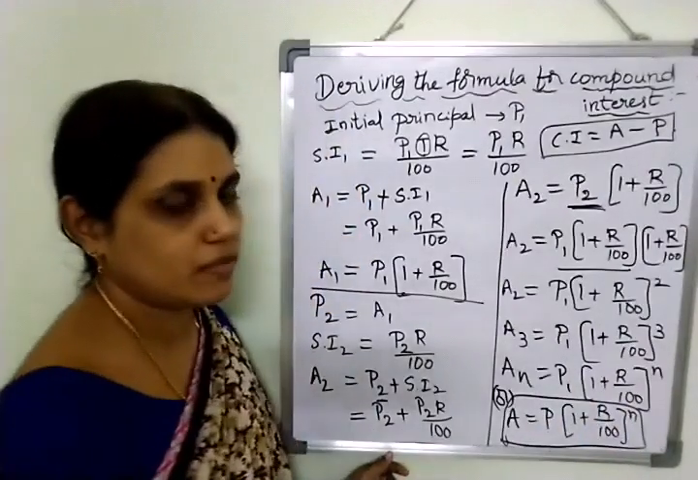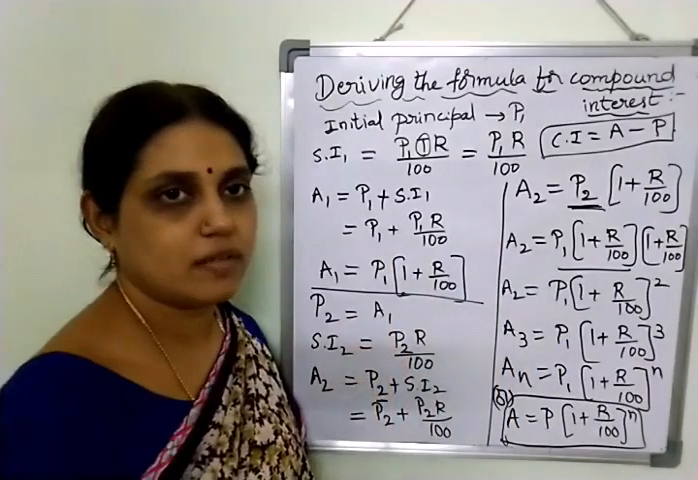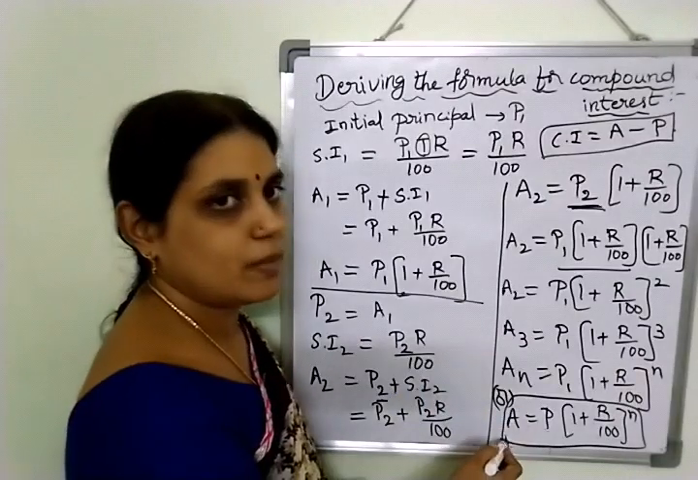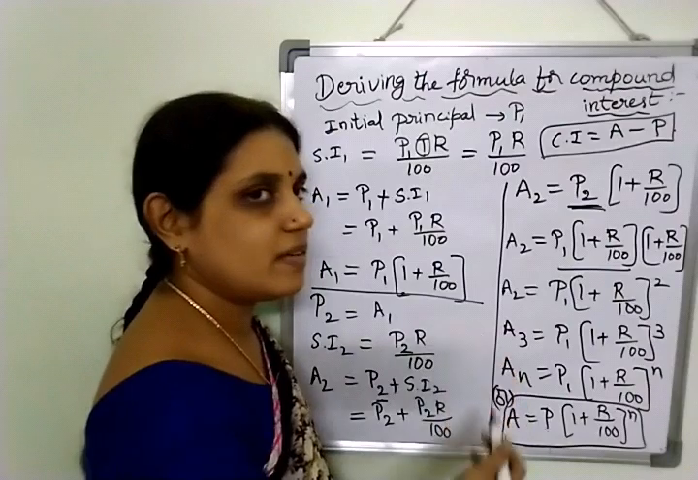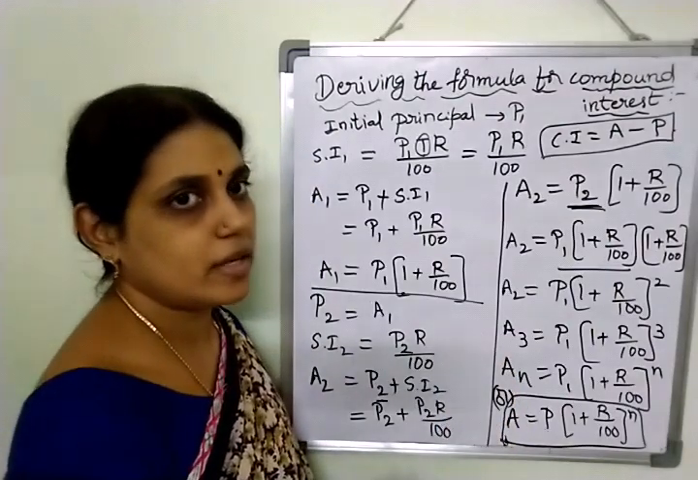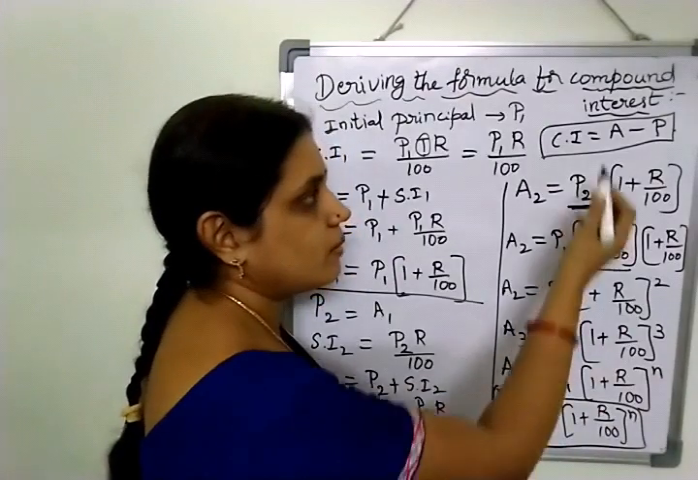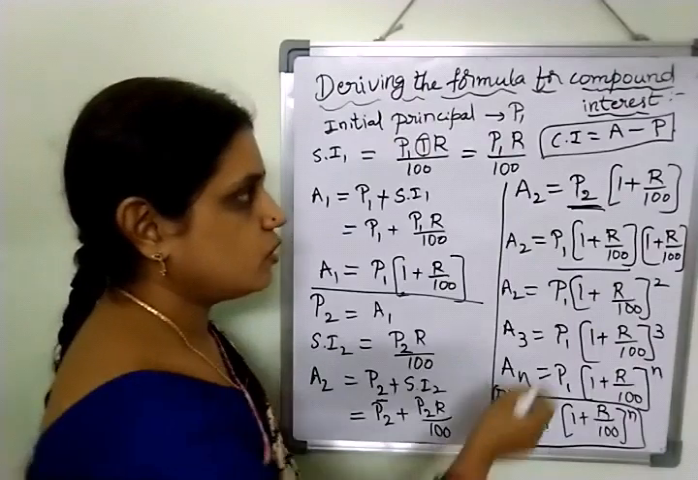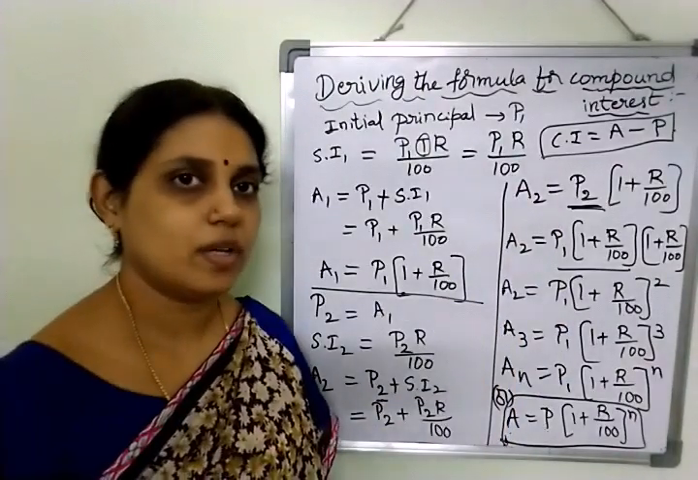You need to remember the formula. Even if you don't remember the process of deriving the formula and all, it's okay, but definitely you need to remember the formula. This is the formula we are going to apply in all the sums. And if it is given in the question to calculate compound interest, then A minus P. First A you have to calculate, and then from A you have to subtract the principal. Understood? So these two formulas are very important. You have to learn. Hope all of you understood this.